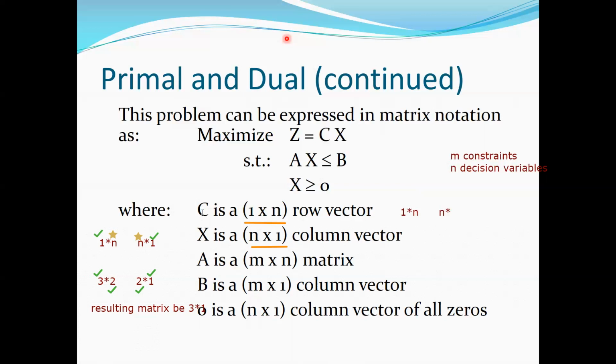What dimension would you get when you multiply C with X? When you do C times X, like I'm doing here, what dimension do you get? 1 cross 1, right? You get 1 cross 1 because n and n are the same, and the resulting dimension will be 1 cross 1. That means you're just going to get a scalar. Scalar means a single quantity, and that's what you're trying to maximize. So the dimensions of Z are 1 cross 1.